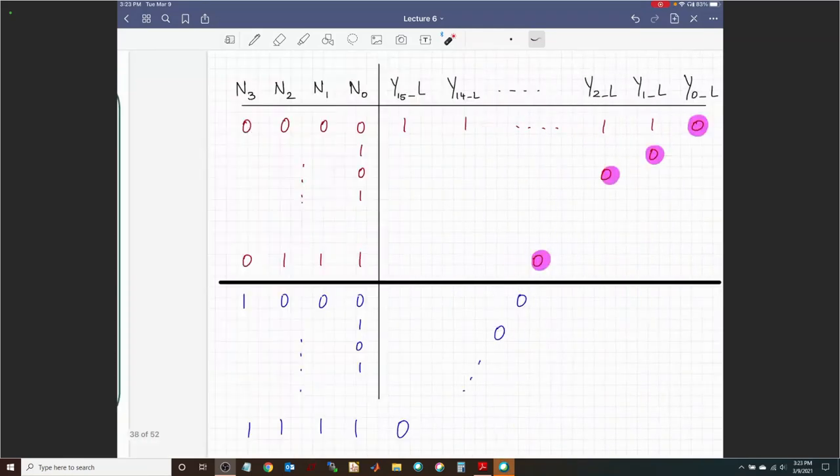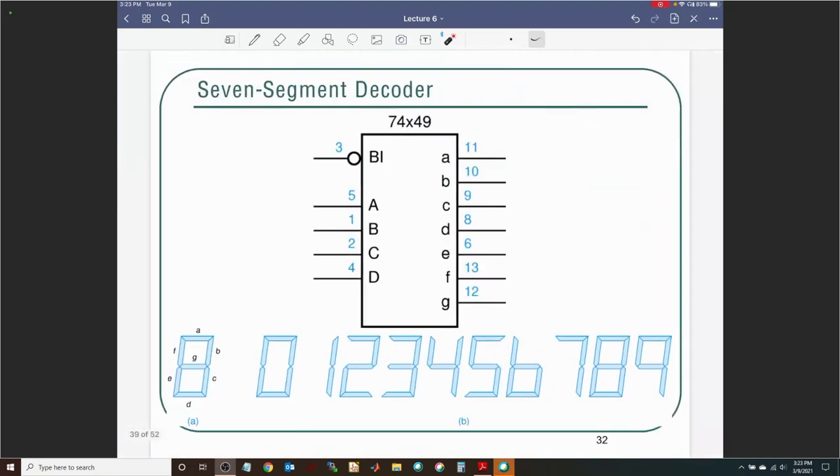All right, let's move on to this one. So this is a slightly different decoder in that it is going to take a BCD code, binary coded decimal provided by 4 inputs, and convert it into a 7 segment output. So there are 7 segments. These are all active high outputs, right? So these are all active high outputs.